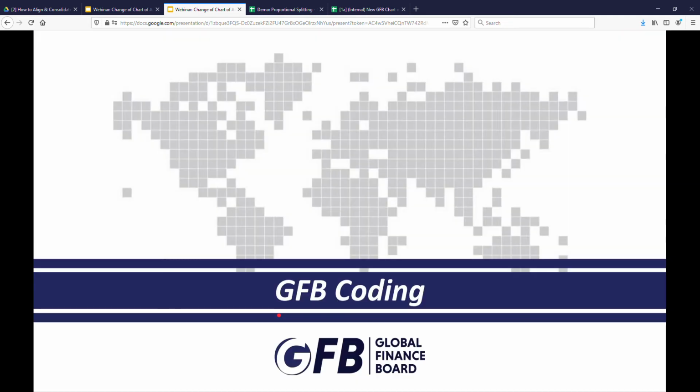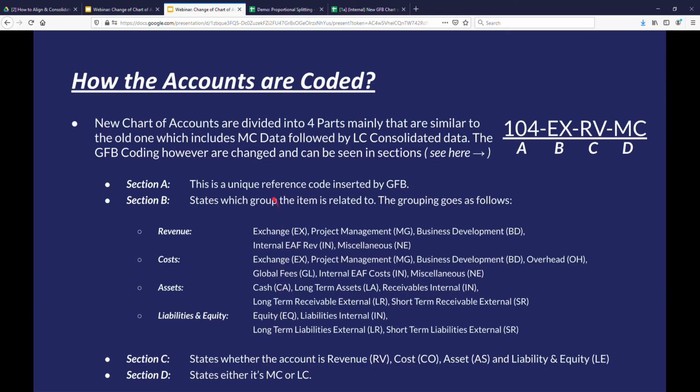So what is the account structure? Let's understand first the GFP coding. This is something that you don't necessarily have to master a lot, but it's just making you aware of the logic of the codes. The codes are pretty much divided into four parts that are similar to the old one. However, there are some changes. This is a sample of a code: 104-EX-RV-MC. Section A, the first one, is a unique reference code inserted by GFP, meaning this part will always be different compared to all of the other codes.